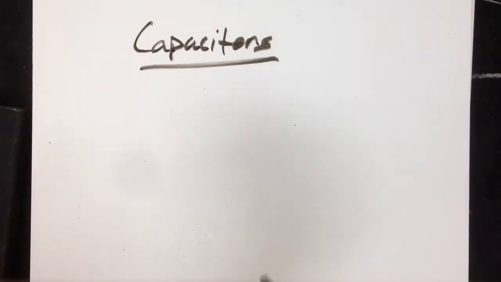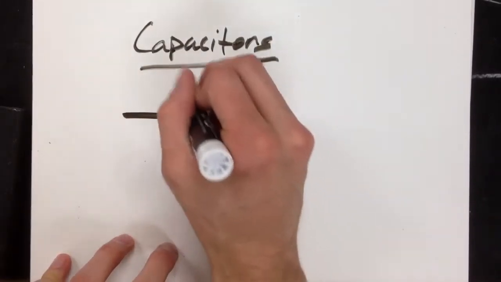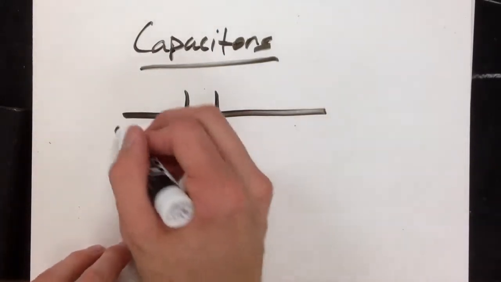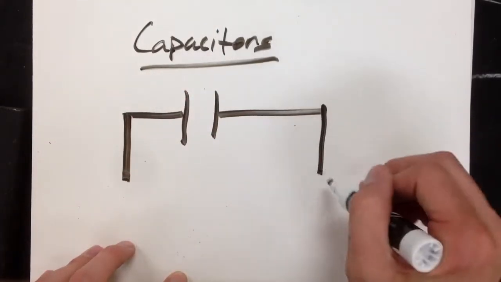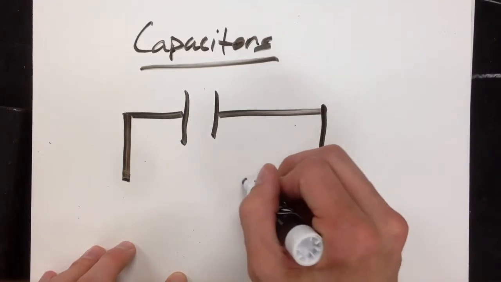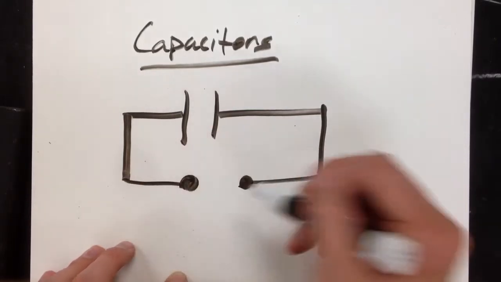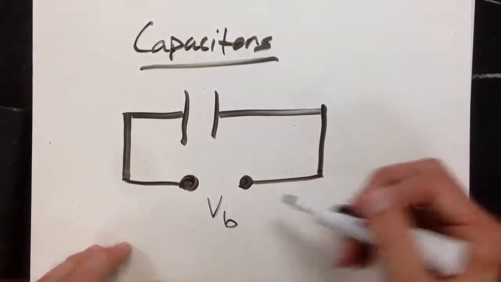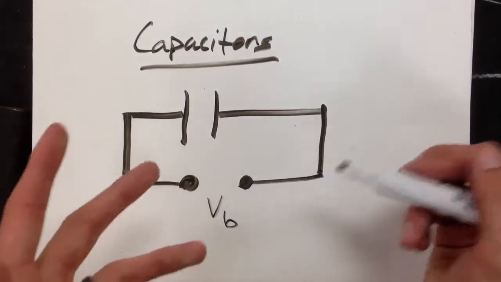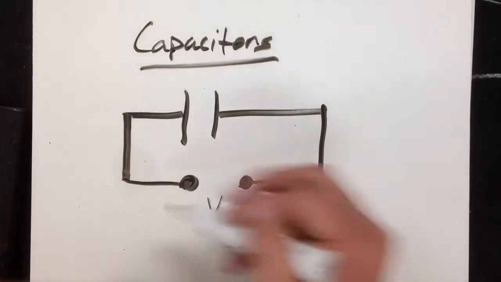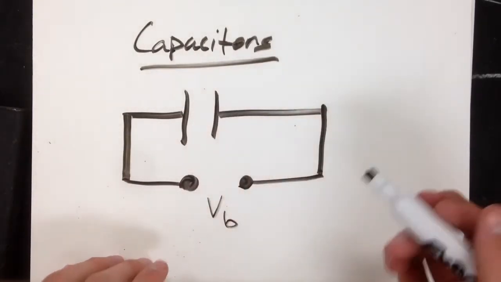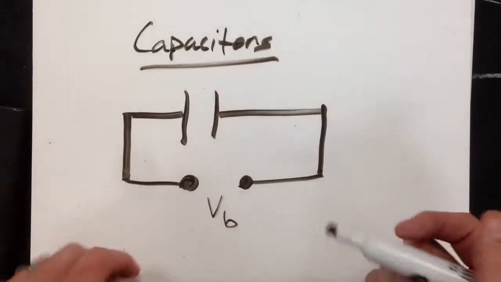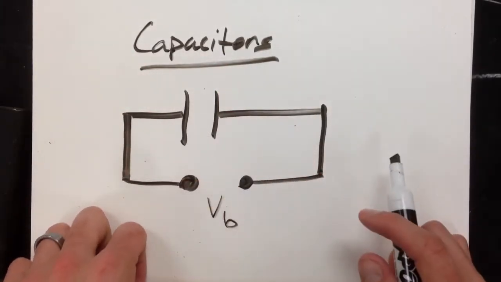Capacitors can be something as simple as two metal plates, with current flowing through, connected to some form of potential difference. We'll call that VB, just some voltage like a battery. This is a parallel plate capacitor, very cleverly drawn as two parallel plates.